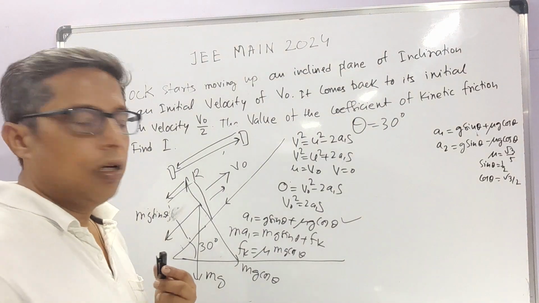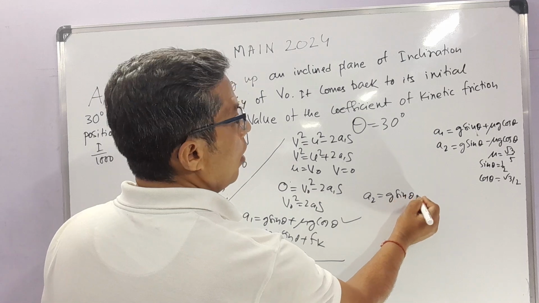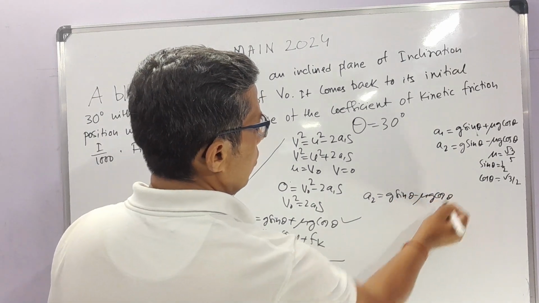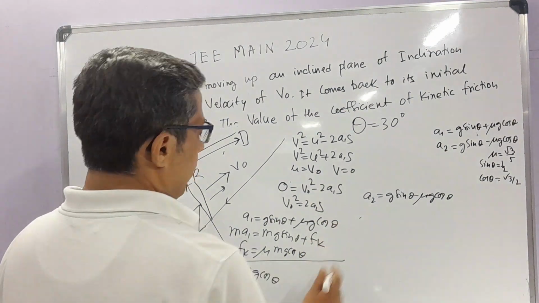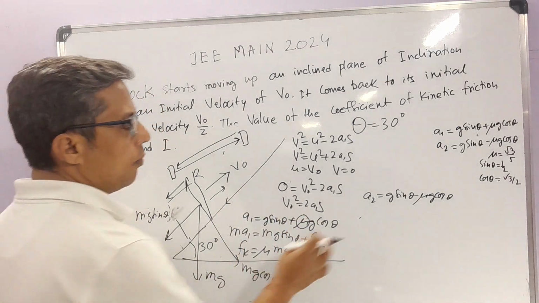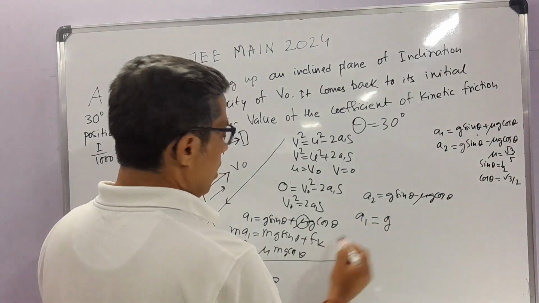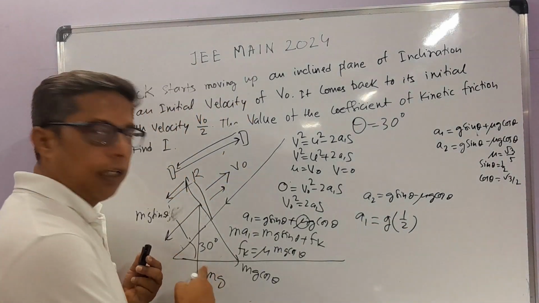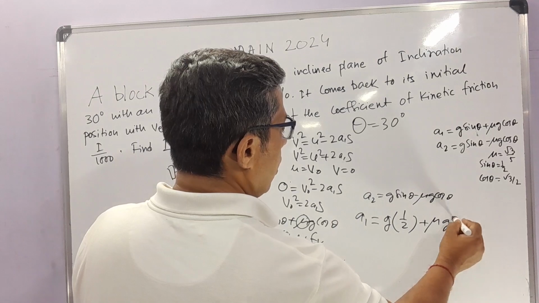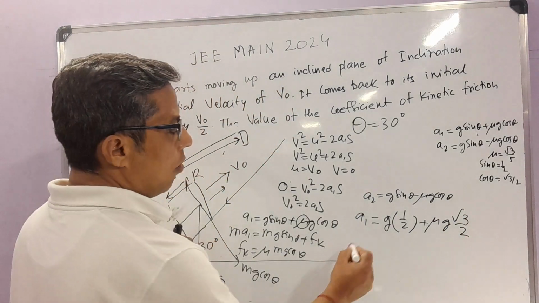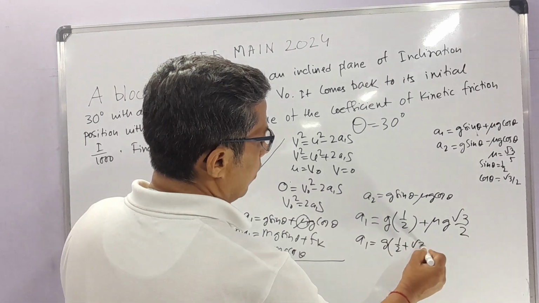Similarly, for the downward motion, what will be the acceleration? a2 is equal to g sine theta minus mu g cos theta. Now you have to get the value of mu. So what is the value of a1 here? a1 is equal to g sine theta plus mu g cos theta. Sine 30 degrees is half and cos 30 degrees is root 3 by 2, because theta is 30 degrees. So g is common, and a1 is g times half plus root 3 by 2 mu.